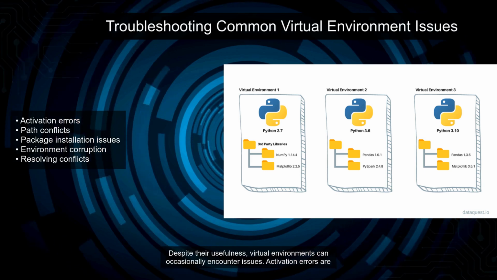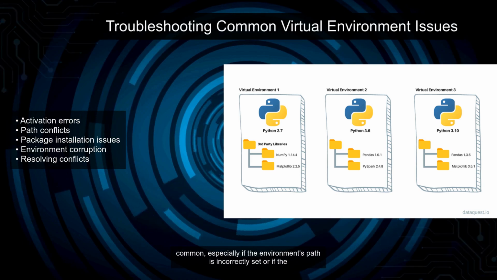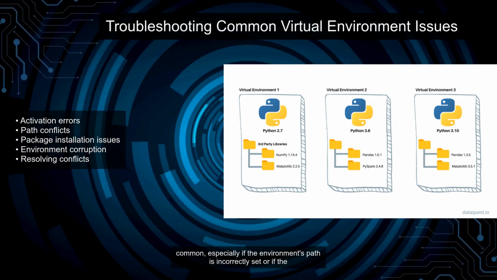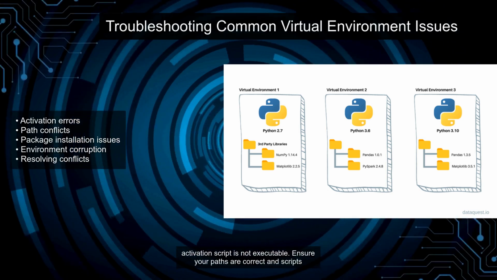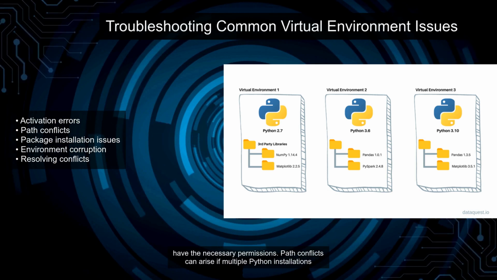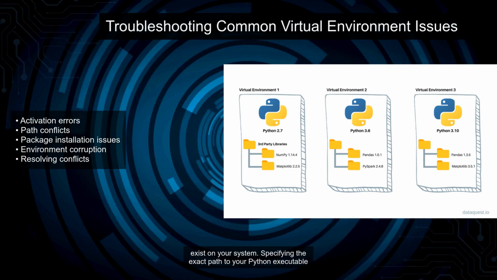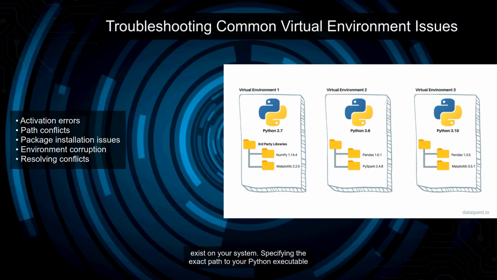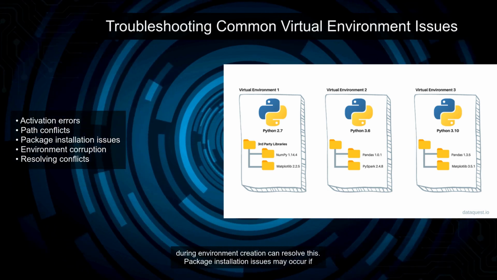Despite their usefulness, virtual environments can occasionally encounter issues. Activation errors are common, especially if the environment's path is incorrectly set or if the activation script is not executable. Ensure your paths are correct and scripts have the necessary permissions. Path conflicts can arise if multiple Python installations exist on your system. Specifying the exact path to your Python executable during environment creation can resolve this.